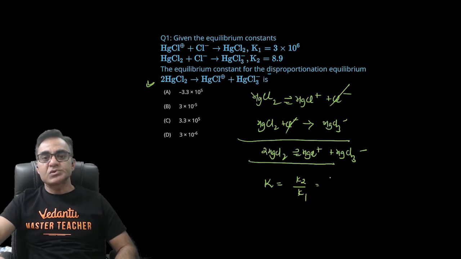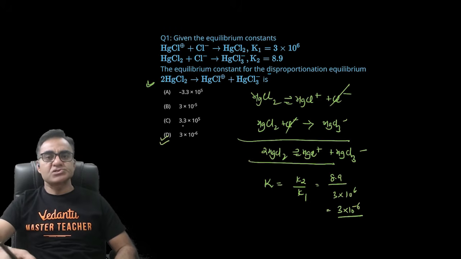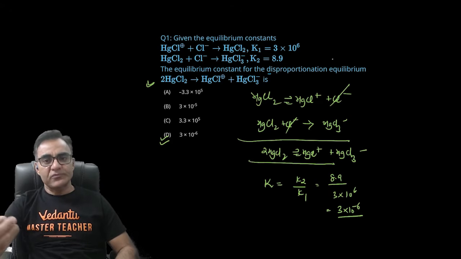So if you do it like this, K2 is given as 8.9 divided by 3 into 10 raised to the power 6. It will be roughly 3 into 10 raised to the power minus 6. So your D option is going to be the absolutely correct option. So it is a simple question, a chemical equilibrium chapter based question, where with the help of two equilibria we have to find the equilibrium constant of a third equilibrium.